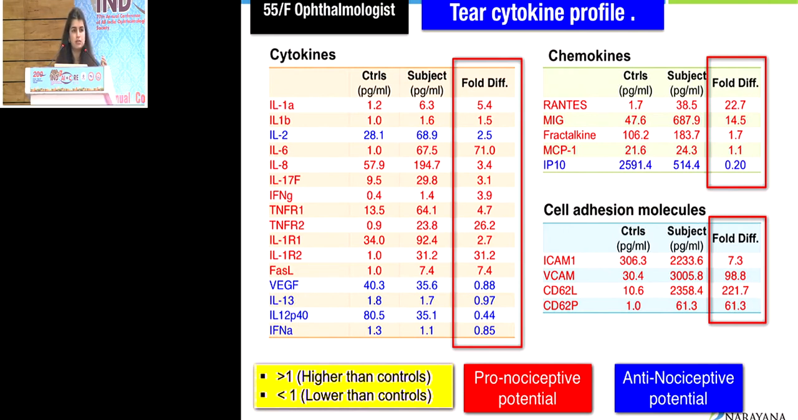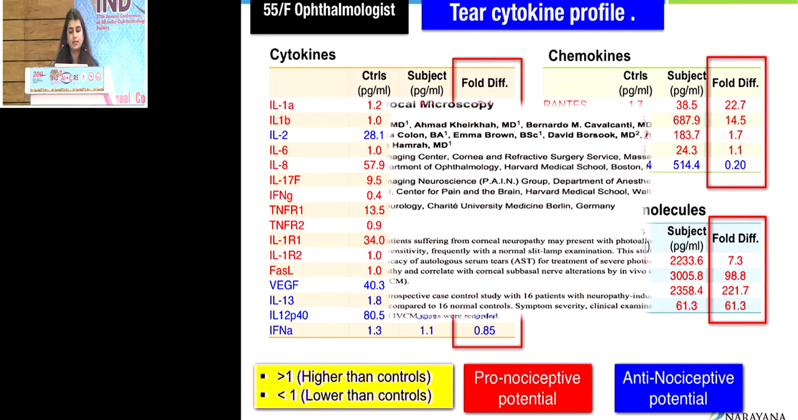When we looked at the tear cytokine profile, of course, this tear inflammatory signaling was different in this patient. There was definitely an increased tear inflammatory profile, but none of these factors respond to our conventional treatment. They don't respond to Restasis. They don't respond to the conventional treatment of trehalose, which has been used now, or tacrolimus.